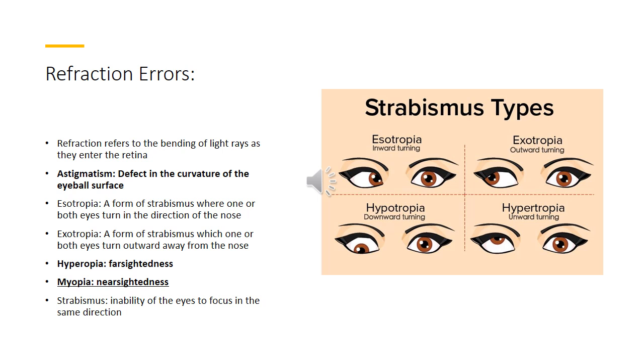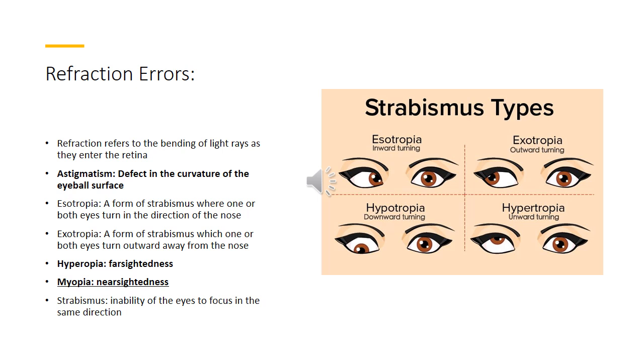Refraction refers to the bending of light rays as they enter the retina. Sometimes refractive errors can be corrected with either lenses or surgical intervention. Astigmatism is a defect in the curvature of the eyeball surface.